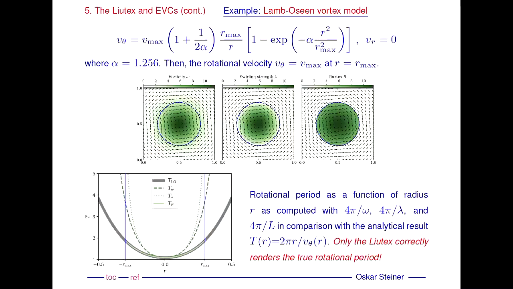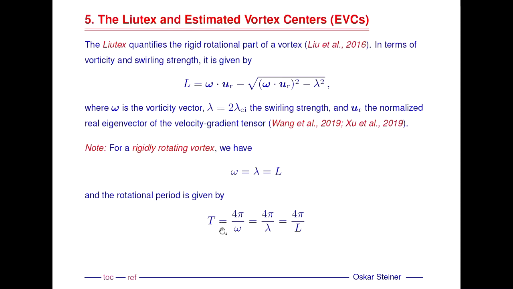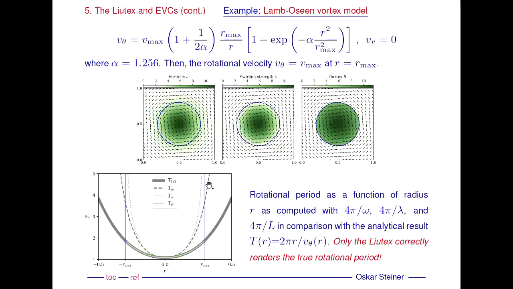Now, if we go to a differentially rotating vortex, like the Lamb-Oseen model, then the rotational period is, of course, a function of radius. And for this analytical vortex, it is given by this thick gray line. Now, when we take the vorticity, which is also a function of radius in this vortex, and apply this formula, then we get this dashed line. And you see it deviates strongly from the true rotational period.